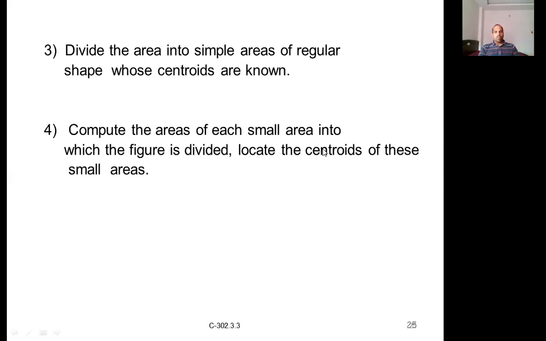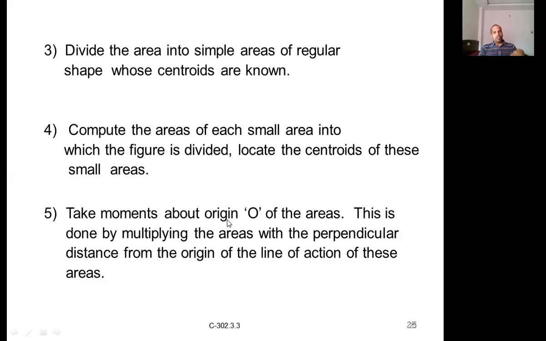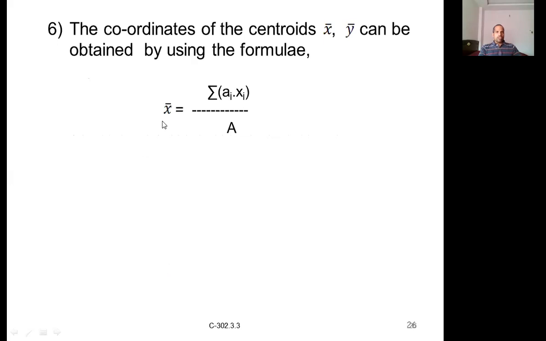Compute the areas of each small area into which the figure is divided. Locate the centroids of these small areas. In case it is an irregular figure, if you want to calculate from first principles, then you have to divide it into a small area, that is nothing but an elemental area. So calculate that area, assume the thickness, and integrate it so that you will get the result. Take the moments about origin O of the areas. This is done by multiplying areas with the perpendicular distance from the origin to the line of action of these areas.